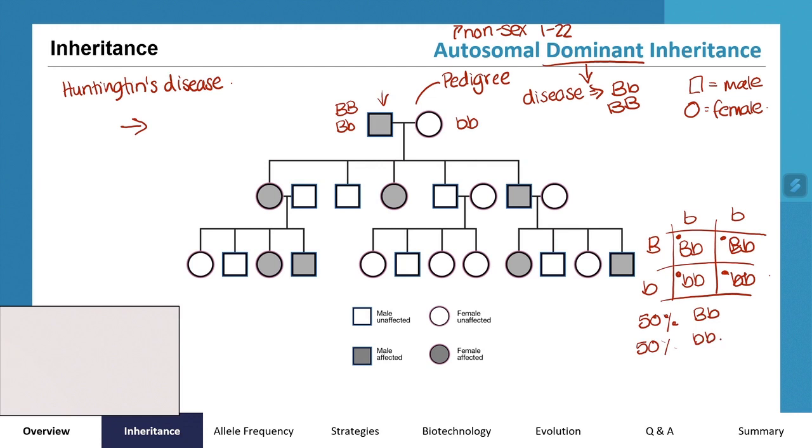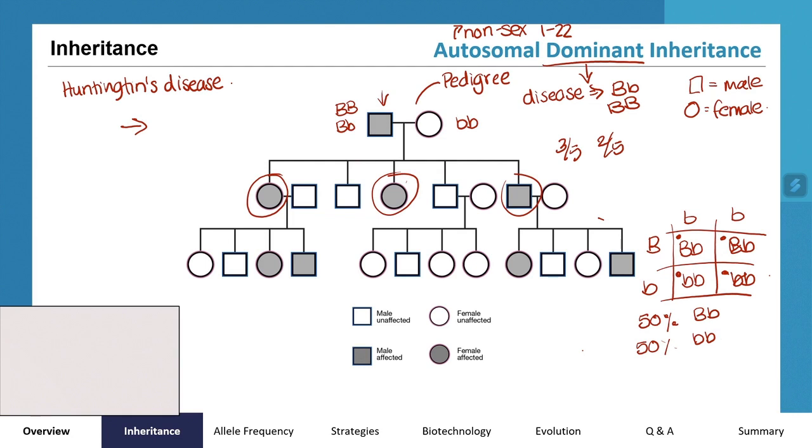What we actually see happening is of the 5 kids that are born, 1, 2, 3 of them are affected and 2 of them are unaffected. So it is pretty close to the expected ratio. If they had 6 kids, maybe it would have evened out to 50%. We don't know.